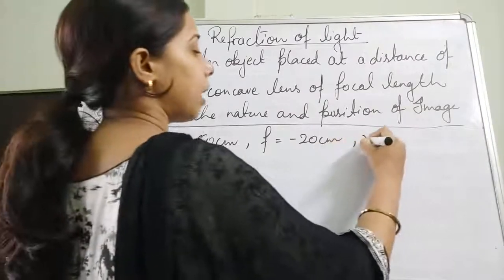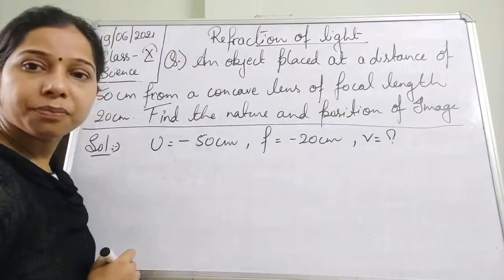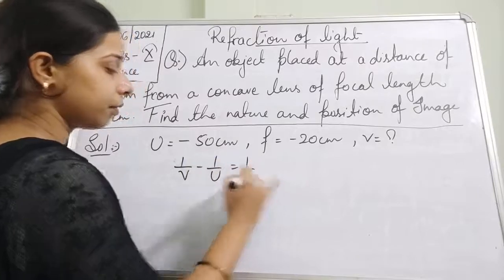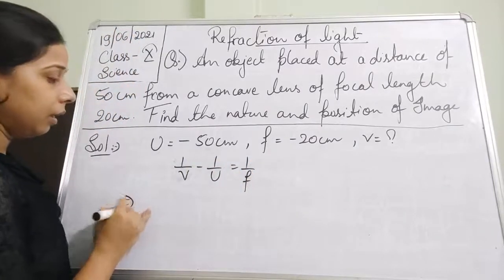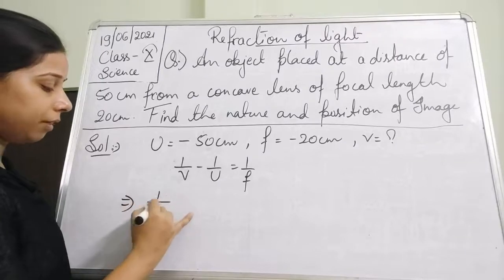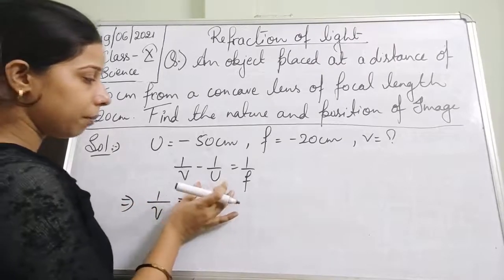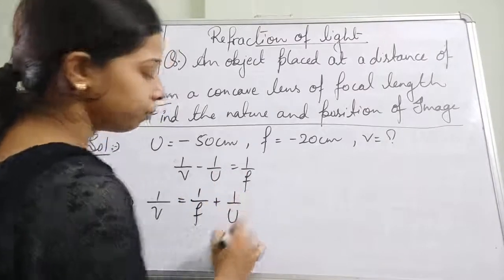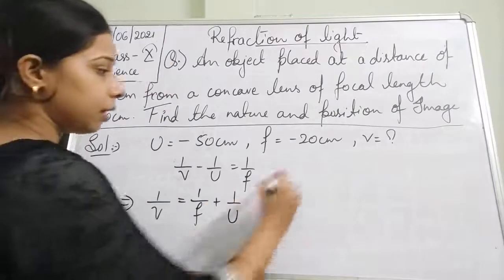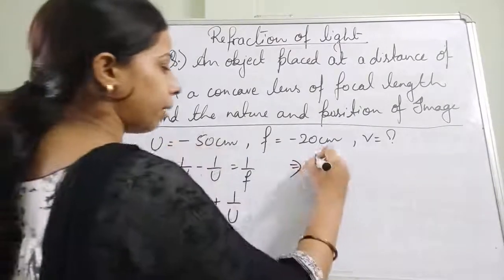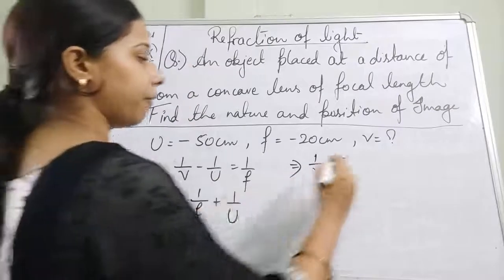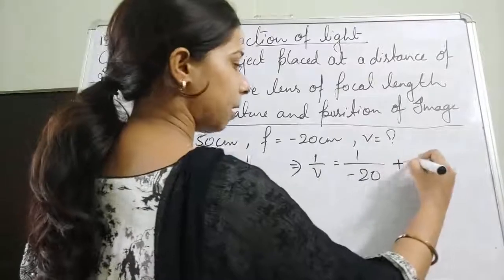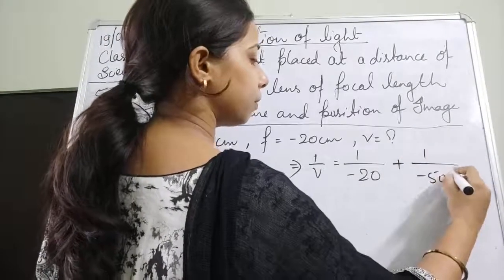What do we have to find? We have to find the image distance, that is v. The formula is 1 by v minus 1 by u is equal to 1 by f. Here 1 by u goes to the other side, and it becomes 1 by v equals 1 by f plus 1 by u. Now I am writing here, 1 by v is equal to 1 by minus 20 plus 1 by minus 50.